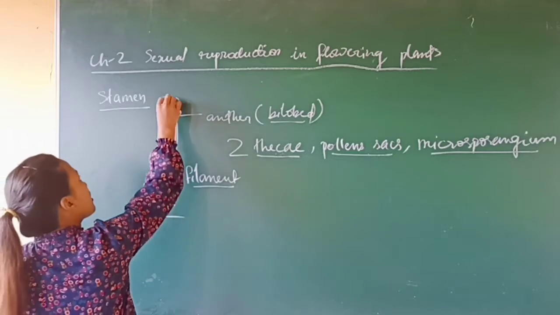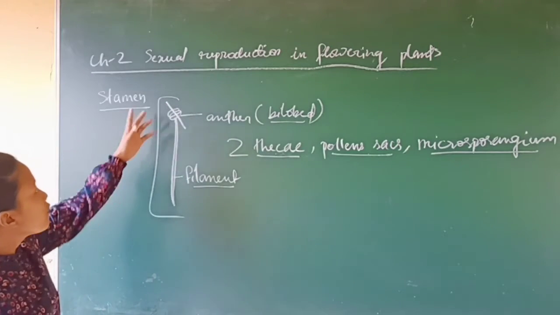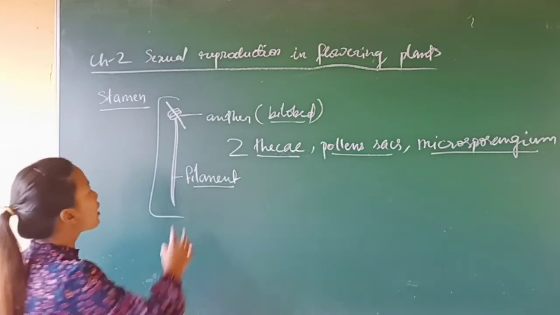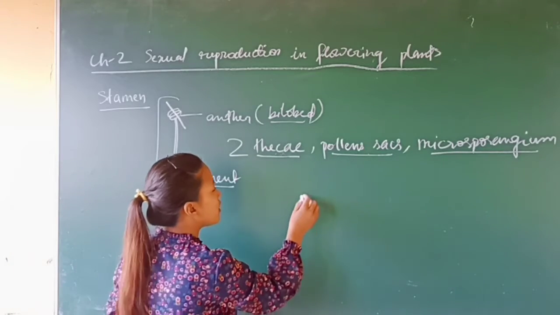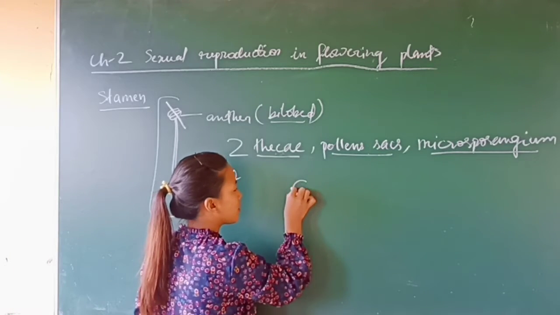Now, if we cut this anther in a transverse section, and take out this transverse section of the anther, then we get a structure somewhat like this.